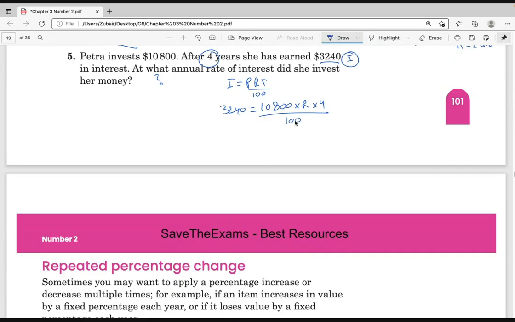Rate is equals to 7.5. Correct. Yes, sir. 7.5%.